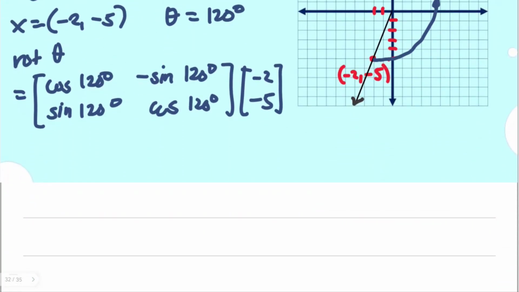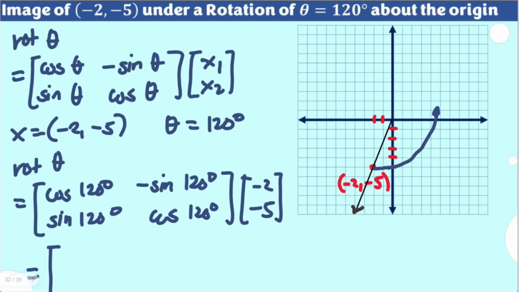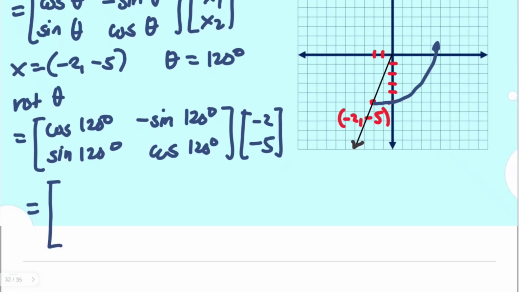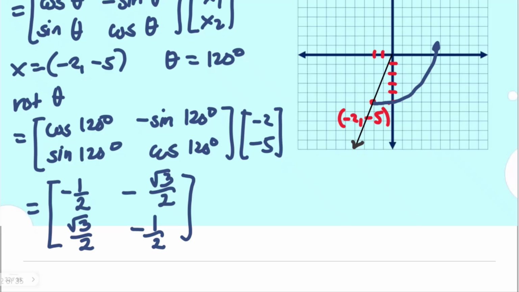For cosine of 120 degrees, 120 degrees on the unit circle is somewhere here, so you just need to look into that concept. Simply look for the cosine of 120 degrees. If I'm correct, that's 2 pi over 3. So the cosine is negative 1/2 and the sine is square root of 3 over 2. You have here negative of square root of 3 over 2 because of the sine of 120 degrees, and negative 1/2 for the cosine of 120 degrees, to be multiplied with negative 2 and negative 5.